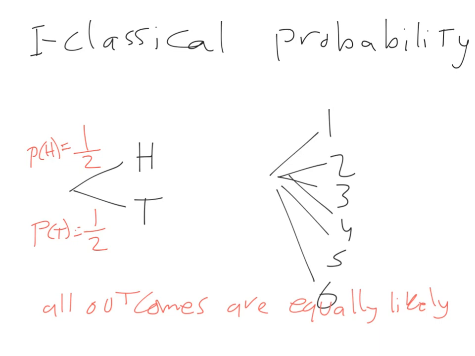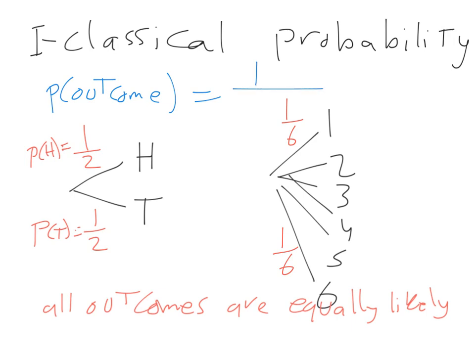Similarly, a die has 6 outcomes, and all of them have the same chance, so they are equally likely, and the sum of the probabilities is equal to 1. So what could be the probability of each one? The probability of each one must be 1 over 6. When you add 1 over 6, six times, you get 1. So from here you can come up with the rule. The rule is the probability of any outcome in the case of classical probability is simply 1 over the total number of outcomes.